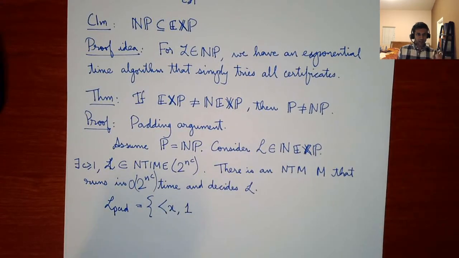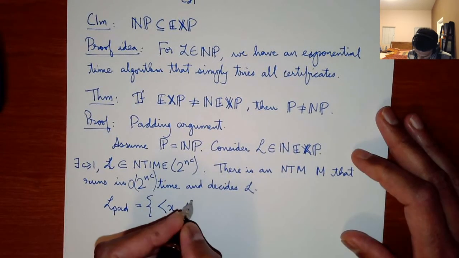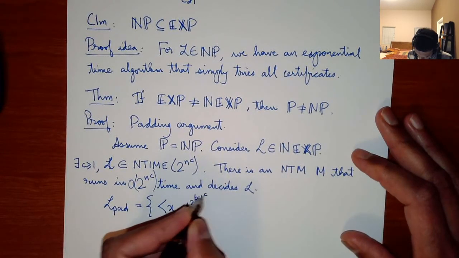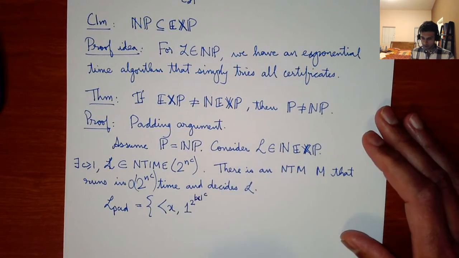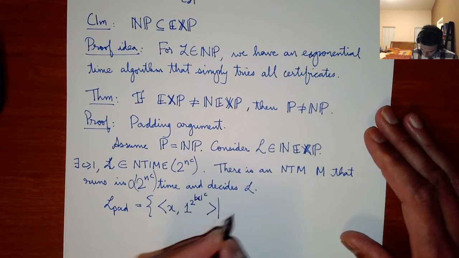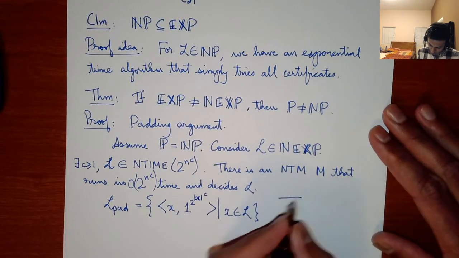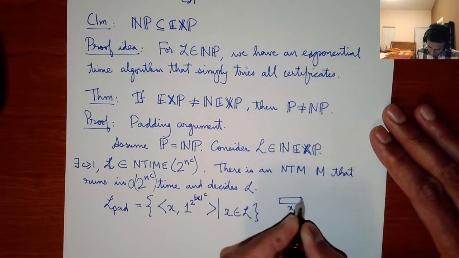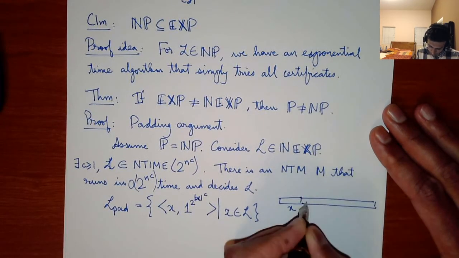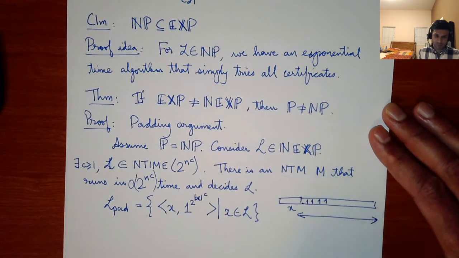X, and then I pad the input with enough ones, 2 to the X to the C. I hope you can read that. So it's 2 to the X to the C, where X is in L. So think of it as basically you take X and then you just pad it with lots of ones. And the length of this is going to be 2 to the X to the C.